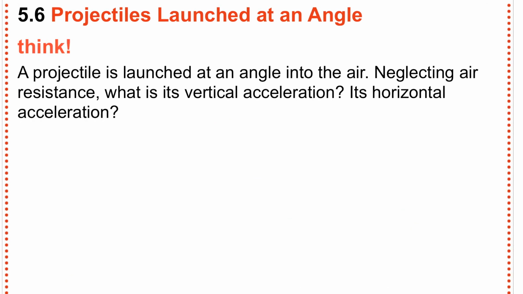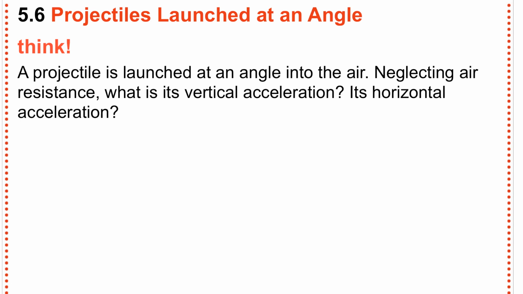So think about this. A projectile is launched at an angle into the air, neglecting air resistance. What is its vertical acceleration? Not a trick question. What's the acceleration of gravity? That's its vertical acceleration. The acceleration of gravity is 9.81 at the Earth's surface. And so going up, it's 9.81 being eaten away. Falling down, it's 9.81 getting faster.